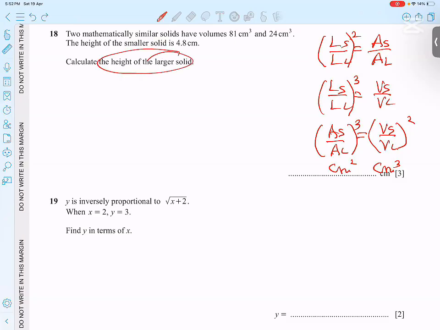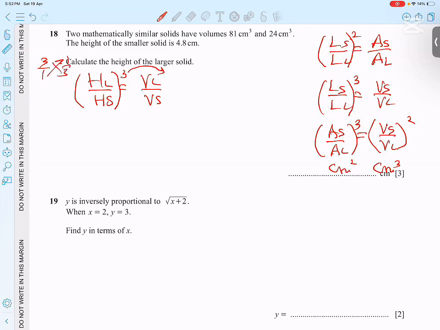And what I am looking for is the larger solid's height, that is my concern. So I use this one, but make sure the larger part I write first. So the length, or I can say the height, of the large, no problem. Height of the large by height of the small equals volume of the large by volume of the small, and put a cube here. And you know, students, when the cube goes there, cube means 3 by 1 will become 1 up, 3 down. So it becomes 1 over 3, and 1 over 3 is also called cube root.